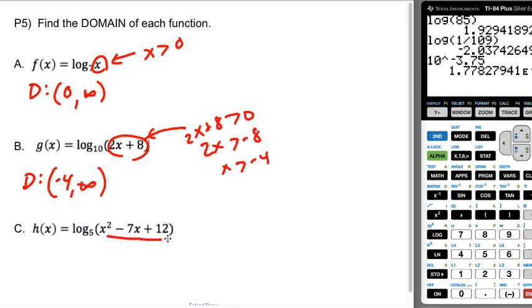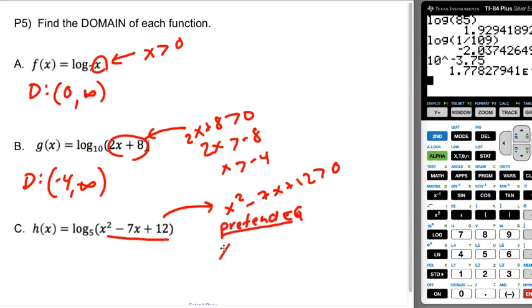And then this one's the tricky one because it's a quadratic, so I need to know when x squared minus 7x plus 12 is greater than 0. Well, if I pretend it's an equation, I want to know when x minus 3 times x minus 4 is equal to 0. Well, it turns out that those two roots are 3 and 4.